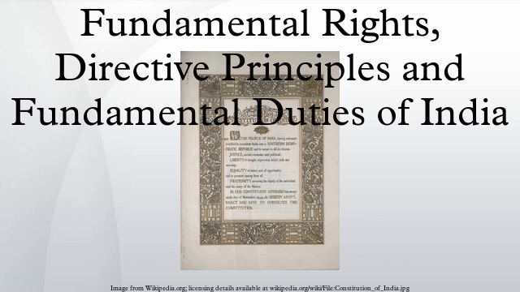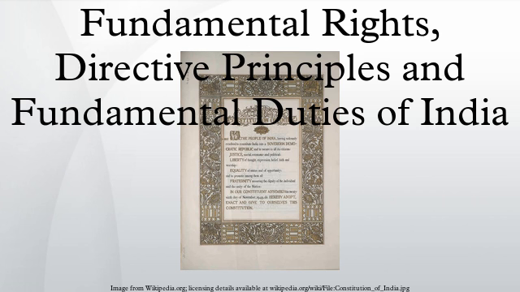Article 25 guarantees all persons the freedom of conscience and the right to preach, practice and propagate any religion of their choice. This right is, however, subject to public order, morality and health, and the power of the state to take measures for social welfare and reform. The right to propagate, however, does not include the right to convert another individual, since it would amount to an infringement of the other's right to freedom of conscience.